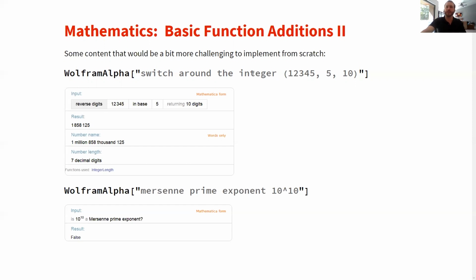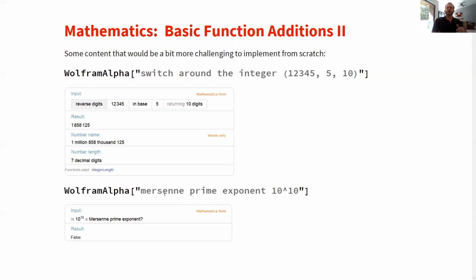You can type in, switch around the integer 1, 2, 3, 4, 5, so 12,345. Do that and return the new result in base 5 rather than base 10, and retain the leading 10 digits. And if you compute this, it shows you what it interpreted as your natural language input, and returns the result of 1,858,125, and then gives you a couple other representations, including things like the number length, number name, etc.